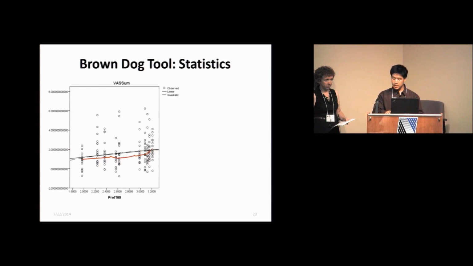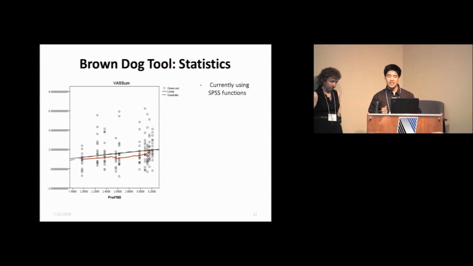Another tool that Brown Dog could help with is the statistical tool. Currently we are using SPSS functions to run our statistics in the landscape architecture lab. And sometimes the problem we face is we have to run several data sets. For example, in this study, we tried to find different relationships in different groups of data, and we ended up having to run 18 times to create all the graphs for statistical interpretation.